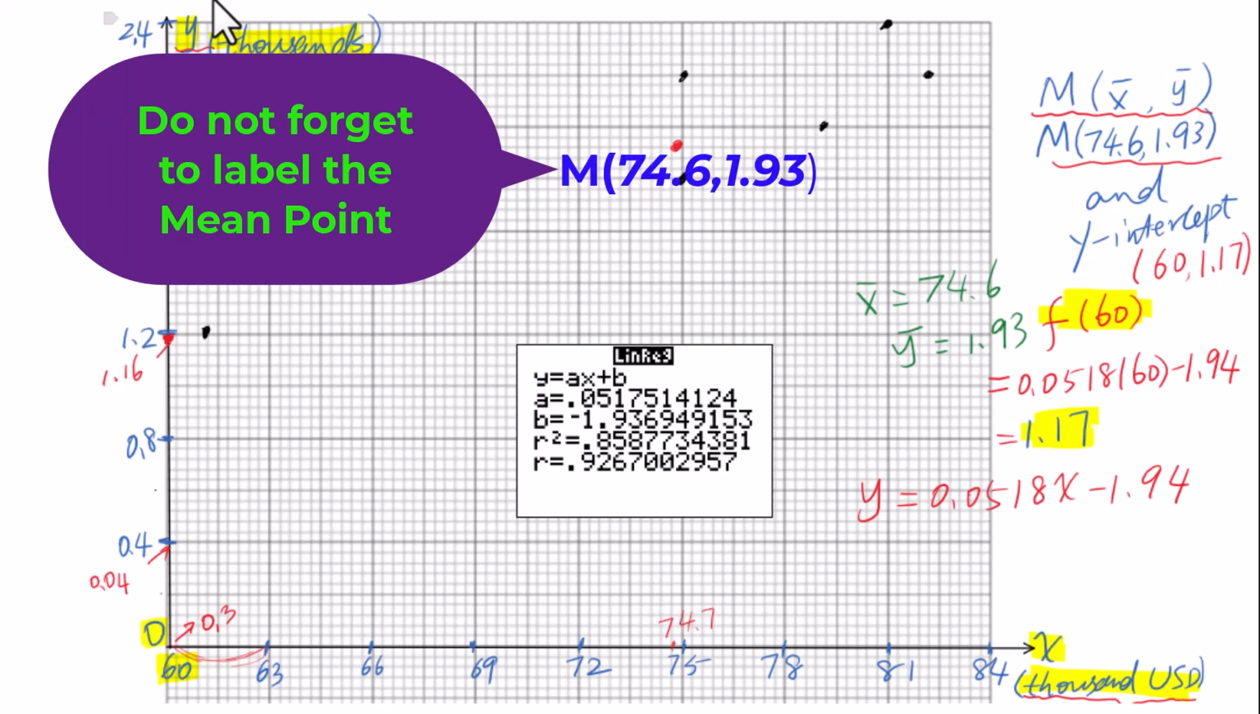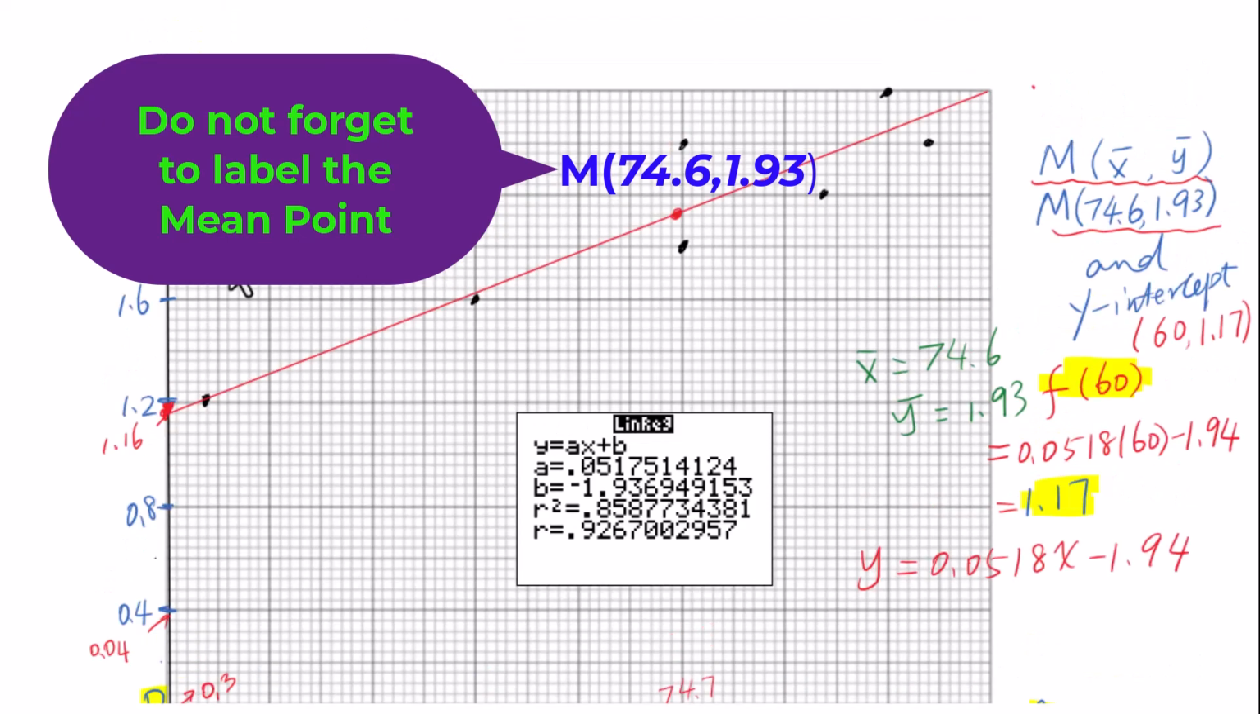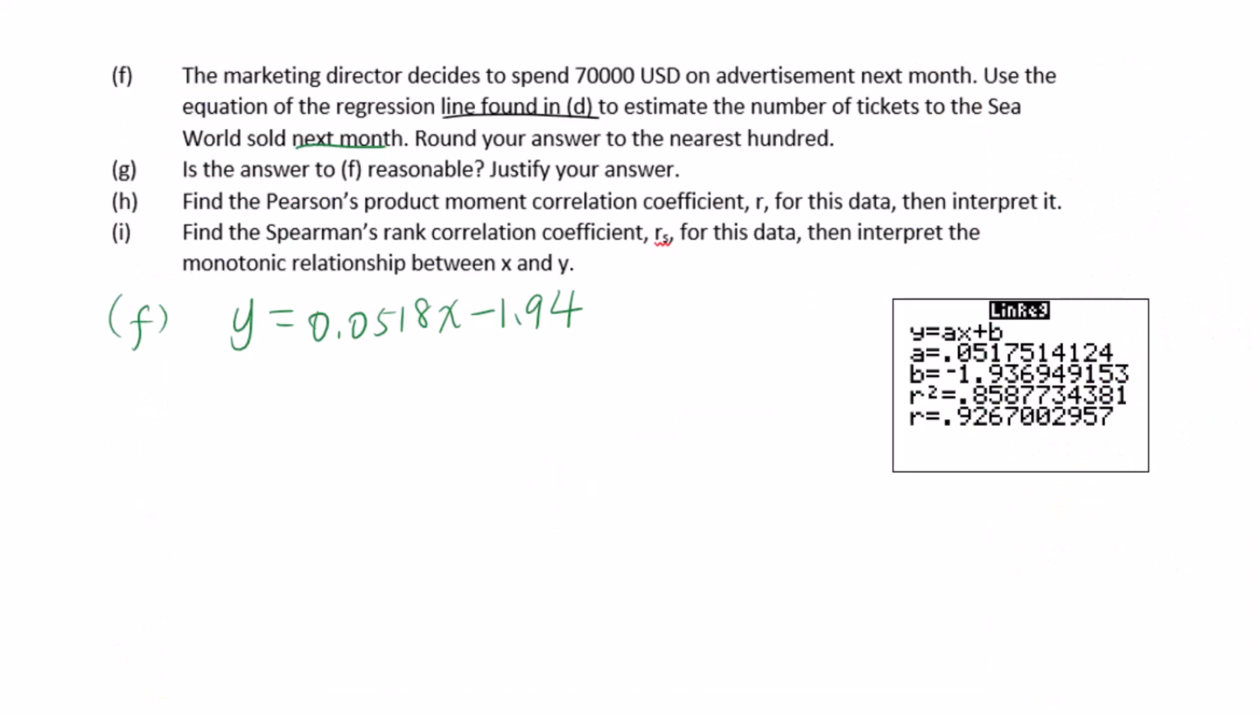Then you connect these 2 points. This line is the regression line, y equals 0.0518x minus 1.94.